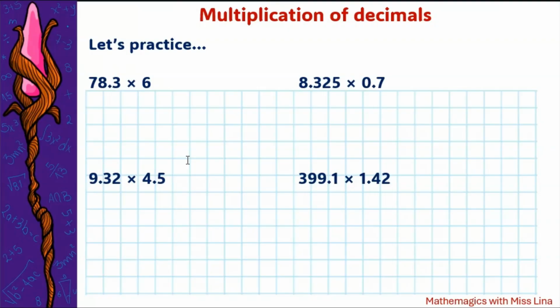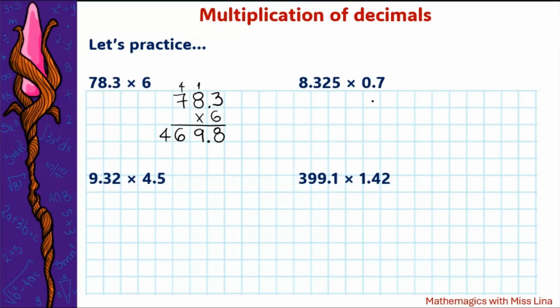Okay, guys, this is your time to practice. Pause the video to try to do these multiplications here and then play again to see the answer. So let's see. 78.3 multiplied by 6. 6 times 3 is 18. 6 times 8 is 48, plus 1 is 49. 7 times 6 is 42, plus 2 plus 4 is 46. And then we just bring the point down.